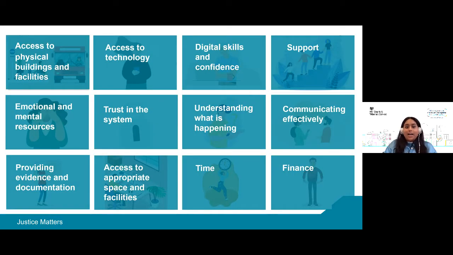So, first of all, we have access to physical buildings and facilities. This can be a barrier if users need but cannot gain physical access to buildings and appropriate facilities within them. Second, access to tech. To participate in some HMCTS services, people will need access to appropriate and adequate technology. This could be a barrier if a user does not have access to devices, for example, or software, or if they lack a strong and reliable internet connection.